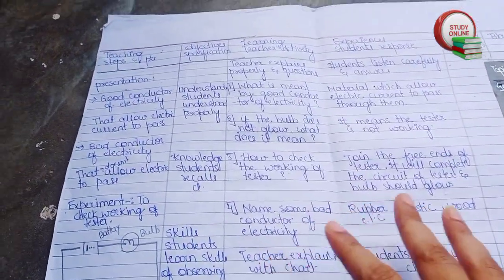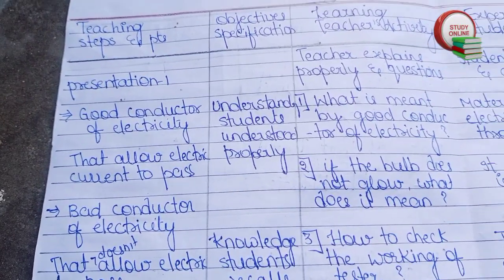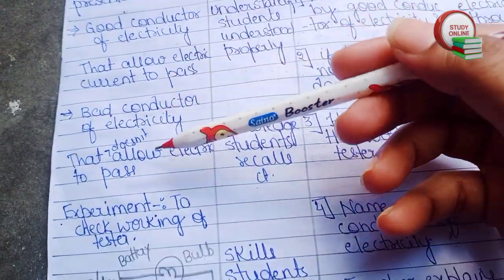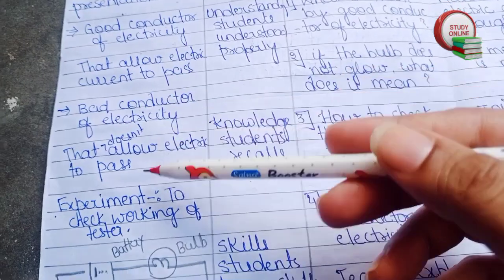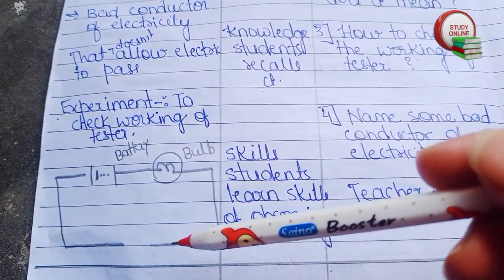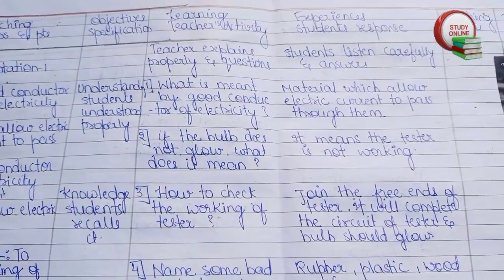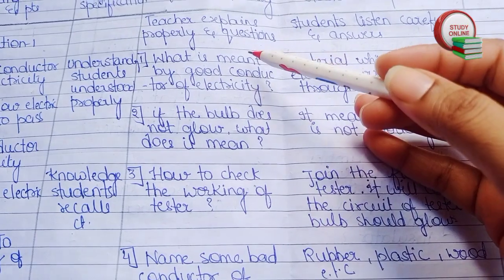Now let's turn the page and let's see presentation 1. So what we have to do is explain for 6 to 7 minutes to students. We have to explain everything properly, and after that we have to ask a question related to that. Here you can see the experiment also. We can conduct an experiment in class also. In the classroom we have to conduct an experiment related to electricity. Here you can see the teacher explains properly and asks questions.